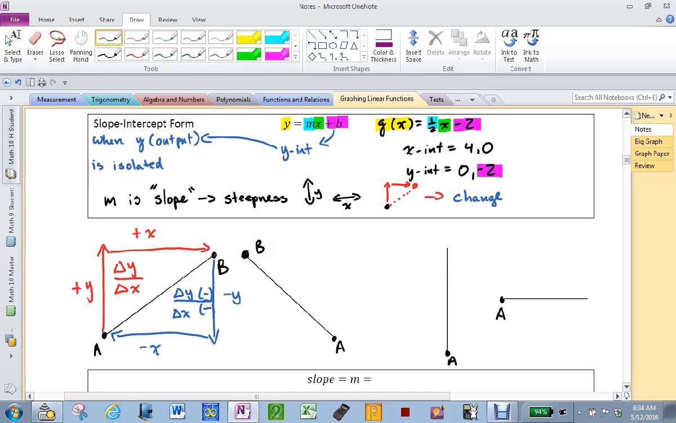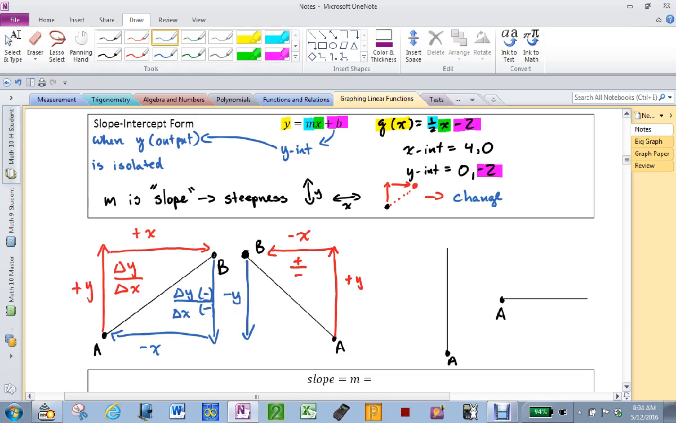From A to B, how would I get there? Up, which is what? Positive. Positive y. Then what? To the left. Left, which is negative x. So I have a positive divided by a negative. So what kind of slope would I have? A negative slope.